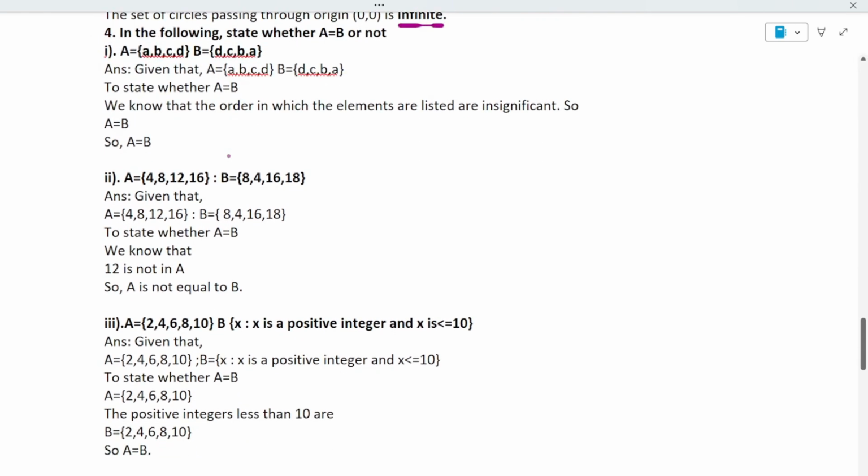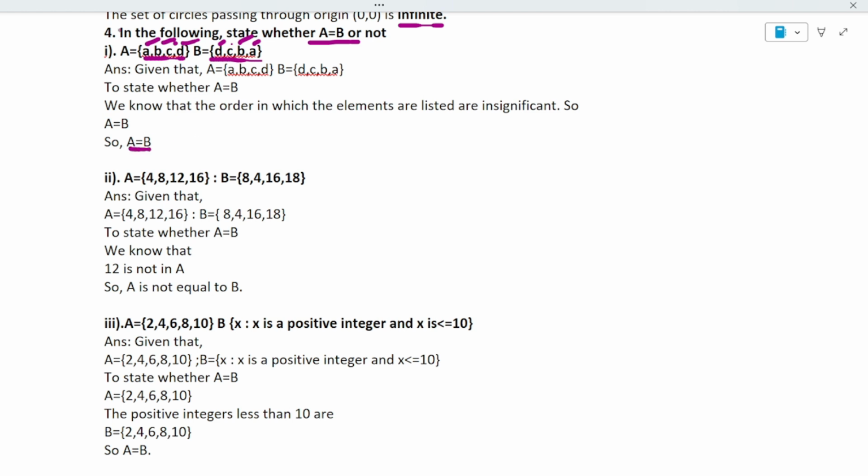And now let's go on to the next exercise. Here we have to say whether A is equal to B or not. They have given two particular sets and we should say whether they are equal or not. This is the easiest question we have seen. We just have to see the elements present in A and those present in B. A is here, A is here also, yes. B is here, B is here, yes. C is here, C is here, yes. D is here, D is here. So we can say it is equal.